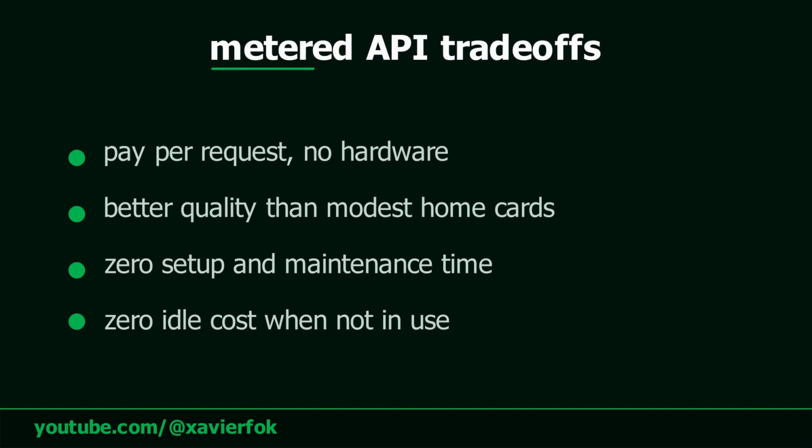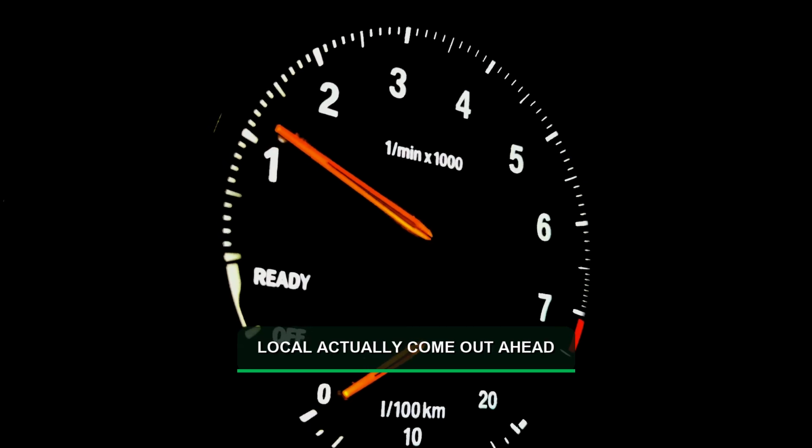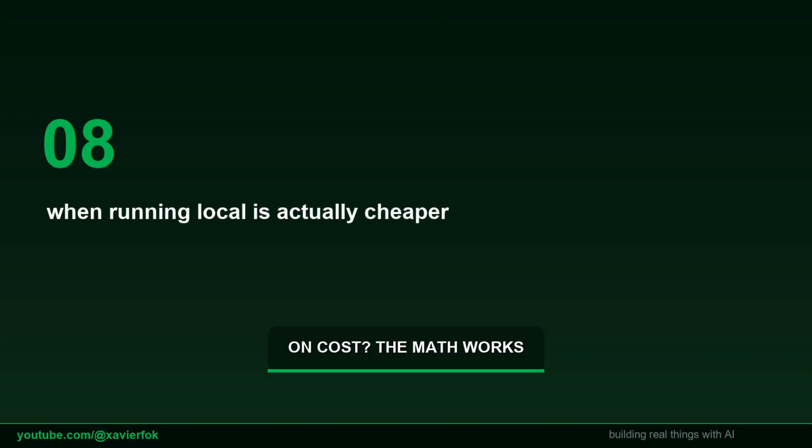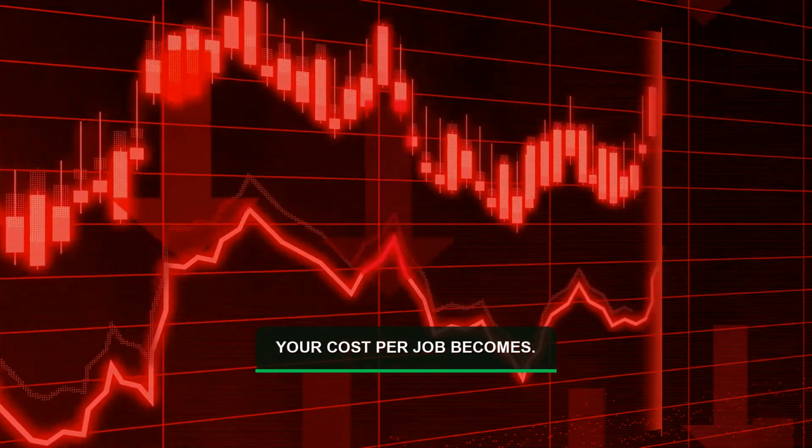When running local is actually cheaper. So when does running local actually come out ahead on cost? The math works in your favor when you run a lot of jobs steadily and consistently. Here is why. Your hardware cost is fixed once you own the card. Your power cost is roughly fixed per hour of use. So the more jobs you run per hour, the lower your cost per job becomes.